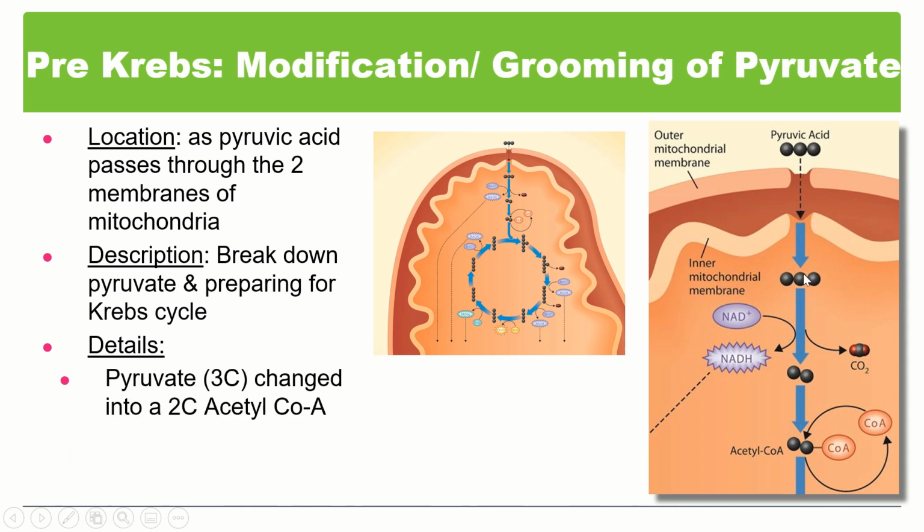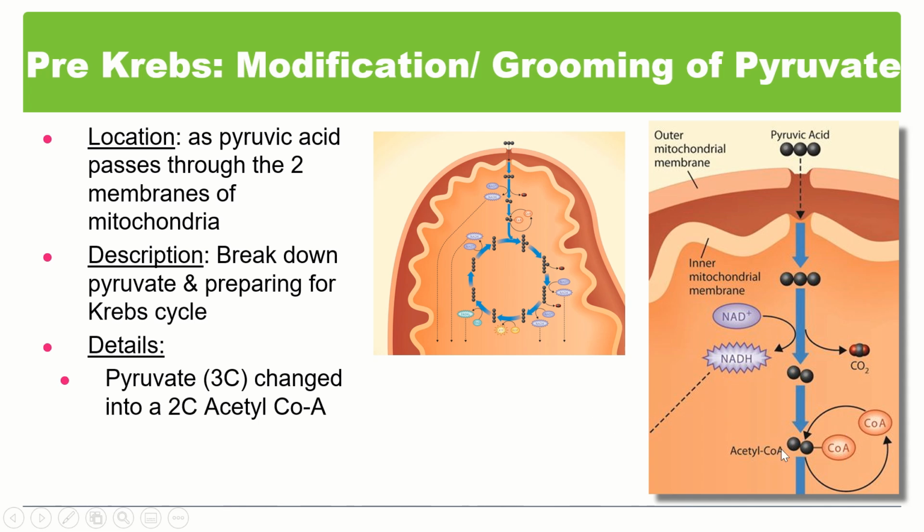And so what you end up doing is changing this 3-carbon pyruvic acid or pyruvate into a 2-carbon molecule called acetyl-CoA. Since you have lost a carbon, you're going to release that as carbon dioxide. And since you've broken a carbon bond, you can also produce a little bit of energy. You can store some high energy electrons in NADH, one of our electron carriers.